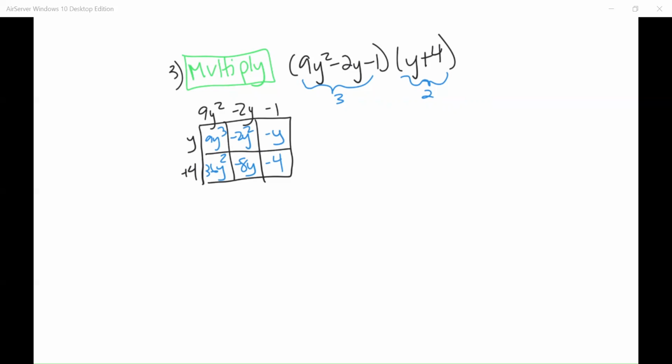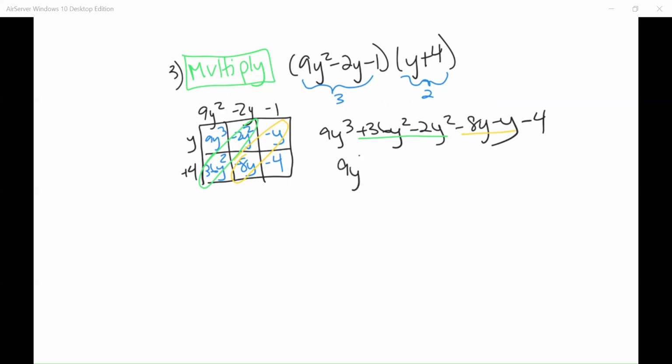So combine like terms, we have a 9y cubed. What I like about the box is notice our diagonals are often our like terms. So we have plus 36y squared minus 2y squared. Then these two will be able to be combined. We also have a negative 8y minus a y, and again, these will be able to be combined. Then minus 4.